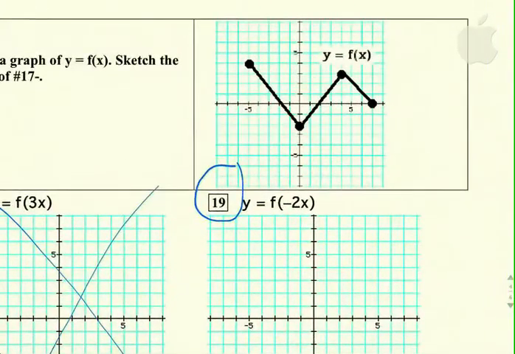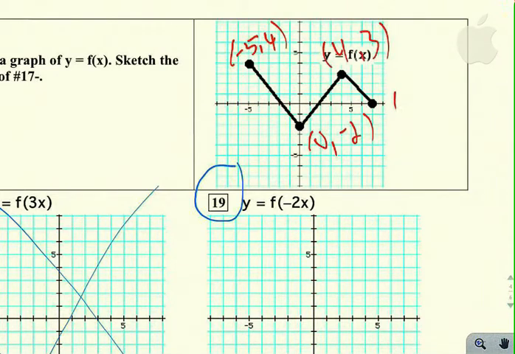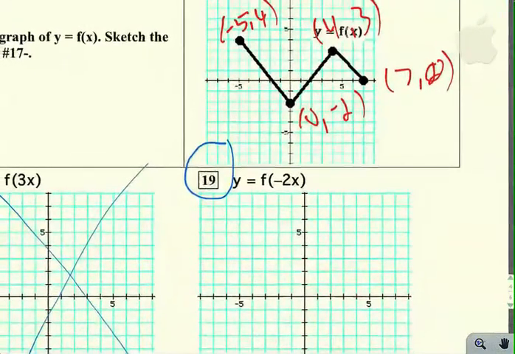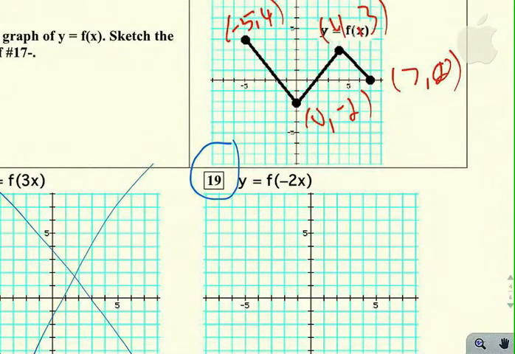Well, this one's definitely different. All right, so this is negative 5, 4, 0, negative 2, 4, 3, 7, 0. Well, when you multiply the inside by negative 2, you're actually dividing your x's by negative 2. So negative 5, 4 becomes positive 5 halves, comma, 4. It's 2.5, comma, 4.